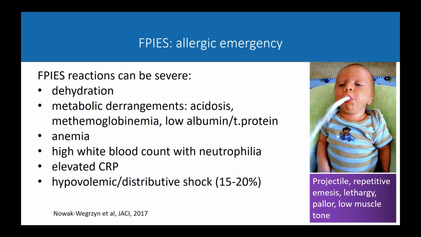They lead to dehydration, metabolic derangements with metabolic acidosis, and methemoglobinemia. If FPIES symptoms are chronic, then they can also be associated with low albumin and total protein, or anemia. Both acute and chronic symptoms can be associated with a high white blood count with predominance of neutrophils. Some studies reported elevated C-reactive protein, which is a marker of inflammation. And up to 20% of the patients may be in hypovolemic shock that is referred to as distributive shock. It doesn't result from loss of fluids through vomiting, but more from a dilation of the blood vessels due to the mediators of inflammation.